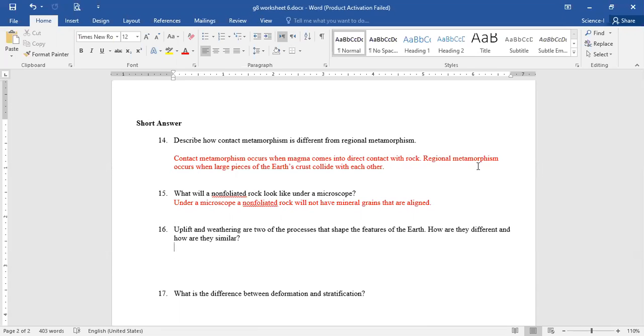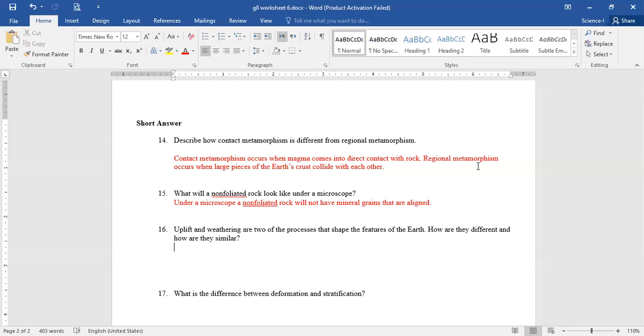Okay, let's hear from Maya. Weathering and uplift shape the Earth's features. Uplift moves the rock to the surface, but weathering breaks down the rock. Okay, that's one difference. What else? The major difference is that weathering happens above the Earth's crust, while uplift happens under the Earth's crust. So that's how they are different, and both are similar because both shape the Earth's surface. Good idea, guys.